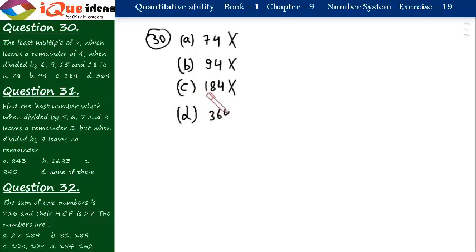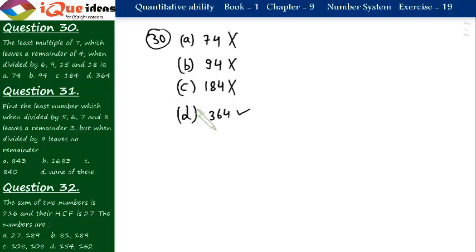Then option C is 184. Check whether this is divisible by 7. You can normally divide. 7 2s are 14, and 44 is not divisible by 7. So this also is not divisible by 7. Alright, now let's see option D. It is 364. Because there is no other option, 364 has to be the correct answer.